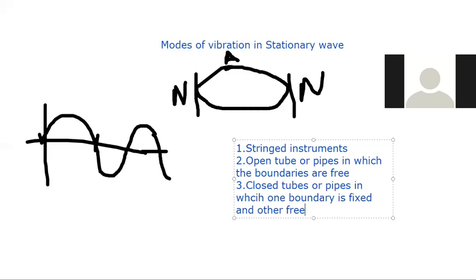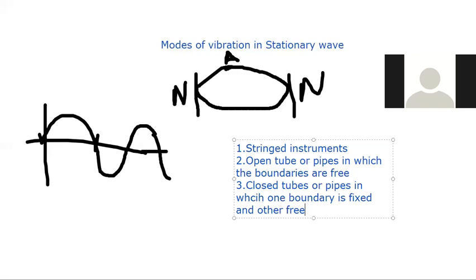The stationary waves normally occur in string instruments in which the boundaries are two fixed ones, like the guitar. When we get there, we're going to explain. Then we're also going to work on the open tubes or pipes in which the two boundaries are free.